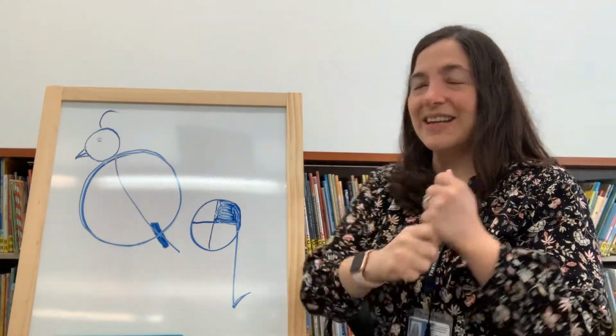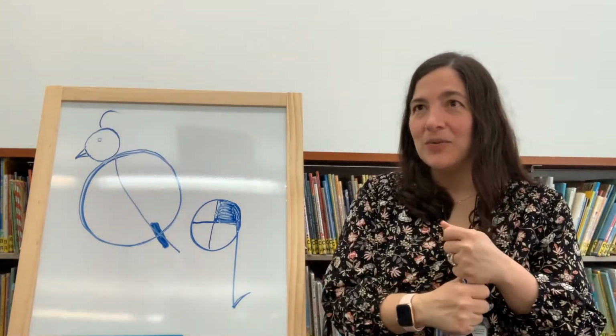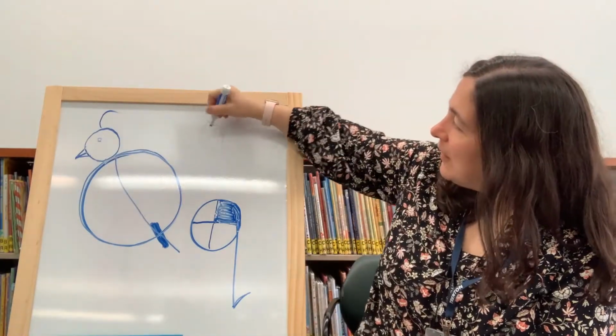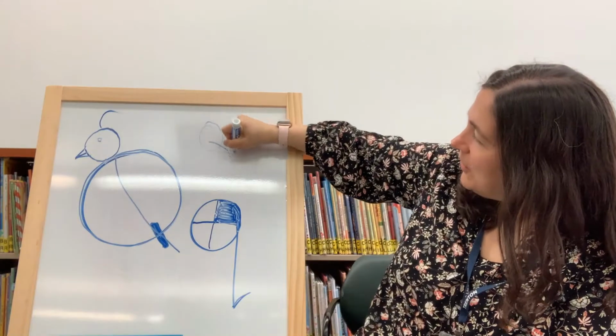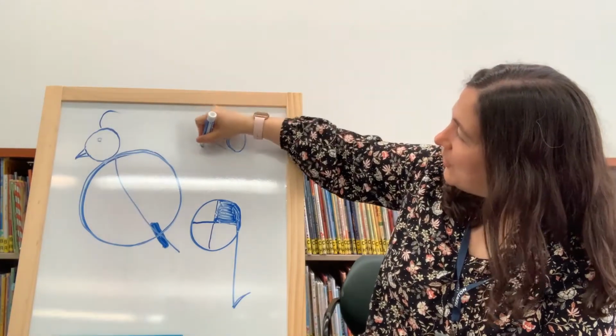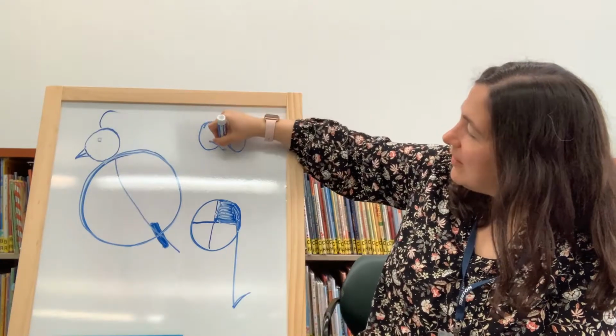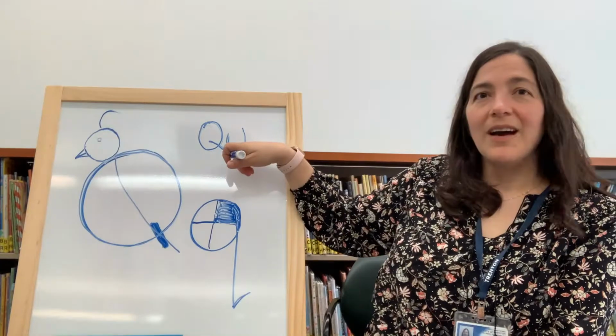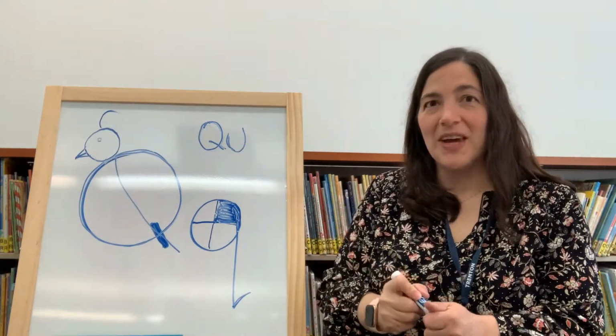Let's see, is there anything else that has that letter Q sound? Often you see the letter Q followed with a U. Oh dear, it looks like my marker is drying out. So could there be something else that has that Q and then a U? What if we looked in our box of mystery and found out?